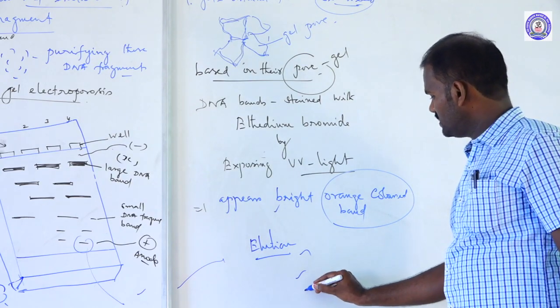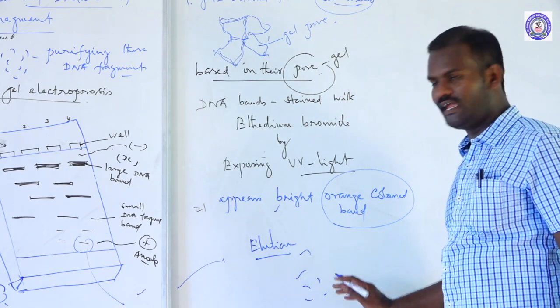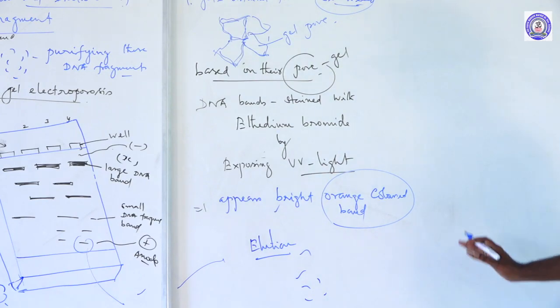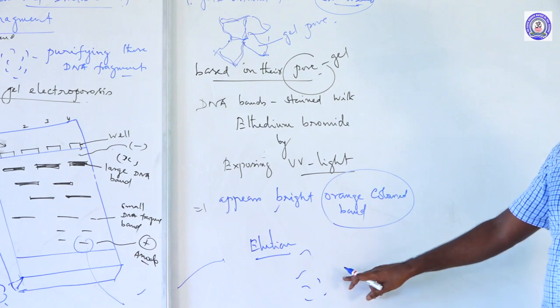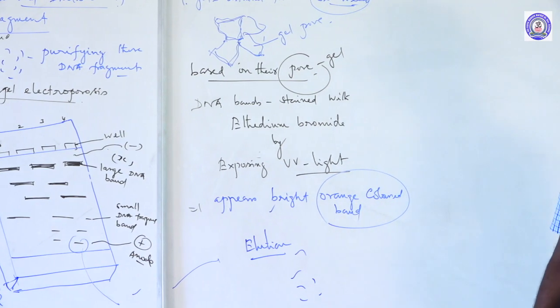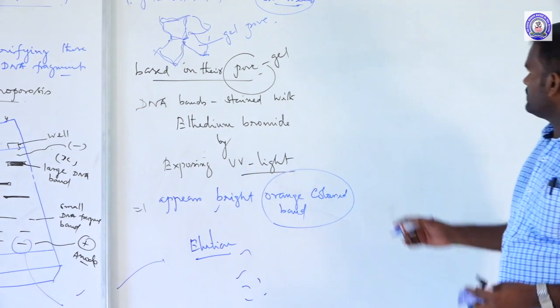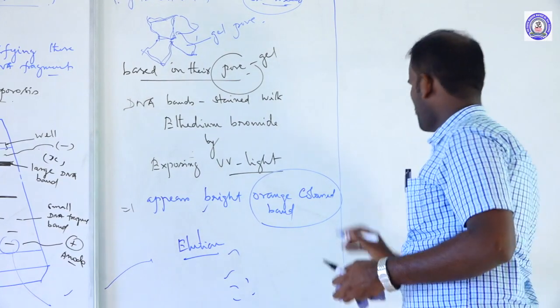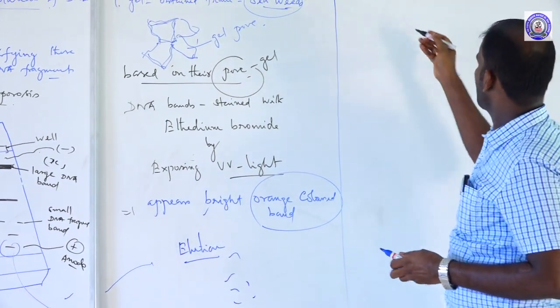Finally, these isolated, purified DNA fragments are used in recombinant DNA technology for the introduction of these foreign genes, attached into cloning vectors. The next topic we will study is cloning vectors.